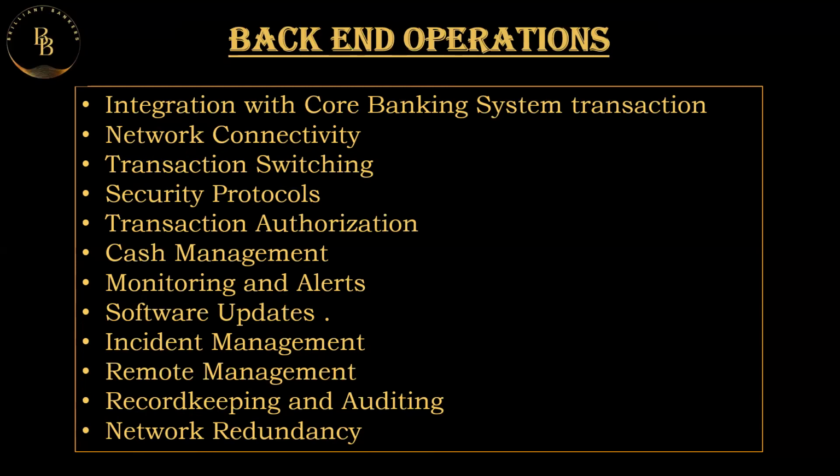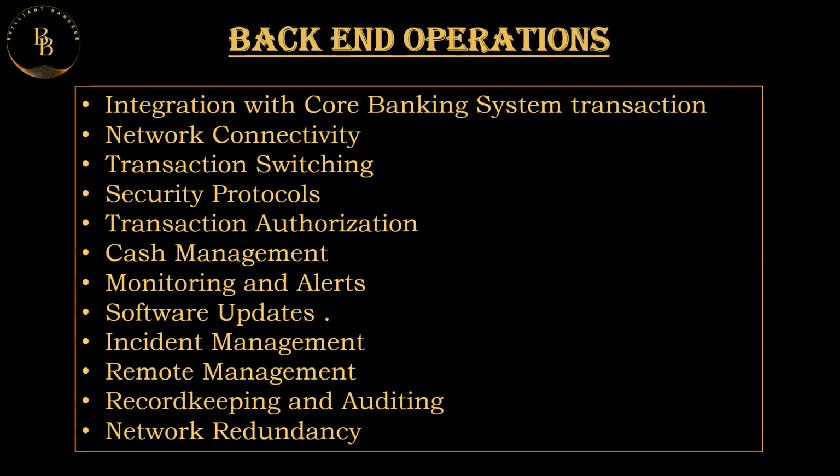ATMs require reliable network connectivity to communicate with the bank's servers. This connectivity can be established through dedicated leased lines, virtual private networks, that is VPNs, or a secure internet connection. ATM transactions are routed through a switch, which acts as an intermediary between the ATM and the bank's core banking system. This switch facilitates transaction authorization, processing, and settlement also.